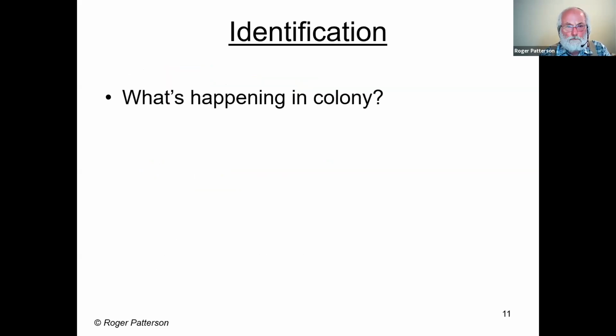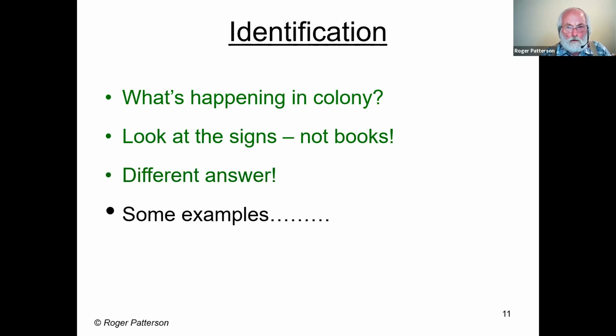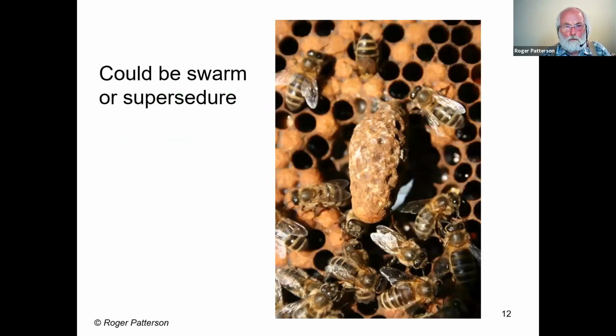So identification then. You need to have a look to see what's happening in the colony. Beekeeping is observation, observation, observation, together with some lateral thinking, bit of gumption, the usual sort of things that make good beekeepers. Just have a look at the signs of what's in the colony, what the colony is telling you. Don't go charging off looking at books, because there probably won't be anything in there. And if there was, it would probably be either wrong or give you a different answer anyway. You get horribly confused. Try and work it out for yourself if you can, because it should be fairly easy to do. So here's some examples I'll give you.